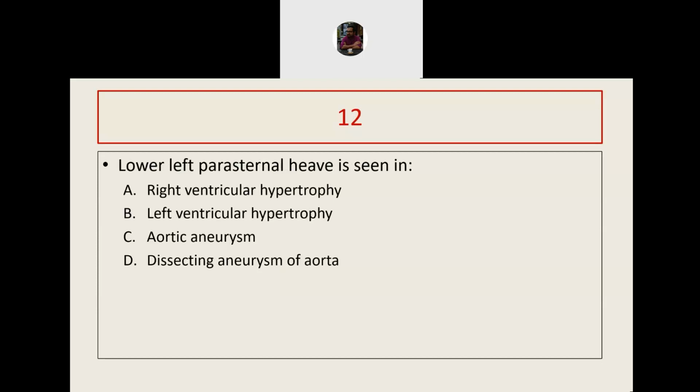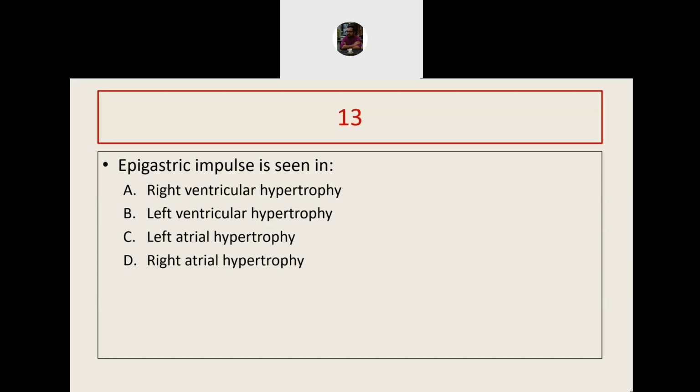Lower left parasternal heave is seen in. Very good. The answer will be A, right ventricular hypertrophy. Epigastric impulse is seen in. Yes, the answer is A, right ventricular hypertrophy.